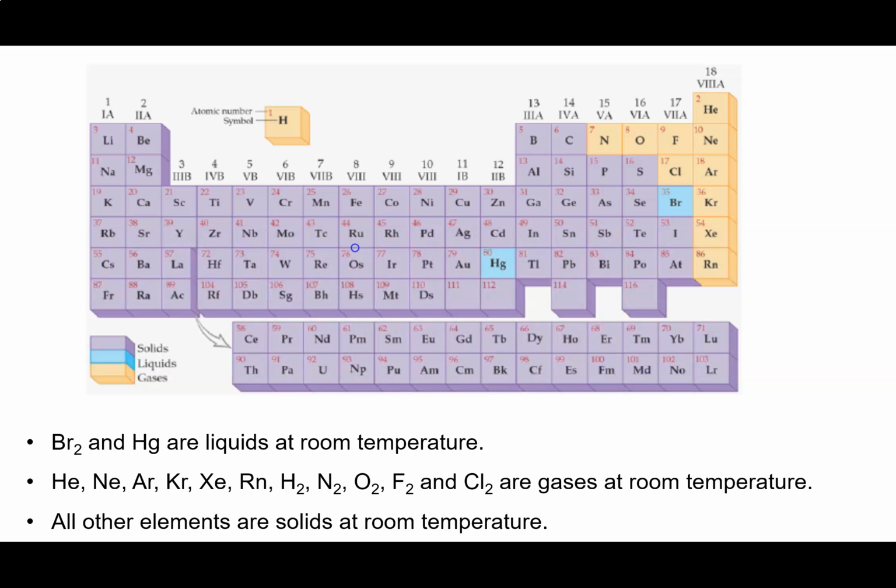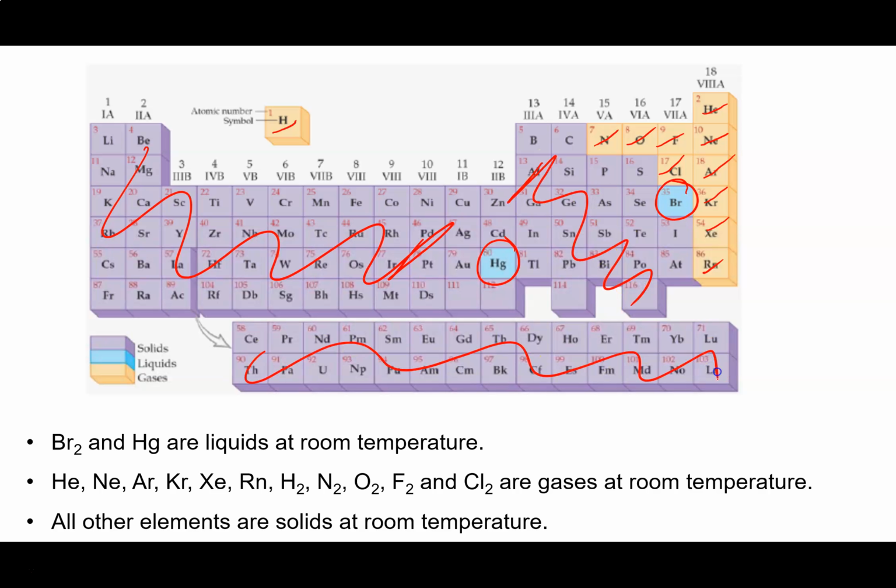Remember that we need to know the physical state of an element under standard state conditions, that is, at room temperature and normal atmospheric pressure. The important things to remember are that mercury and bromine are both liquids, and hydrogen, nitrogen, oxygen, fluorine, chlorine, helium, neon, argon, krypton, xenon, and radon are all gases at room temperature. Everything else on the periodic table is a solid.